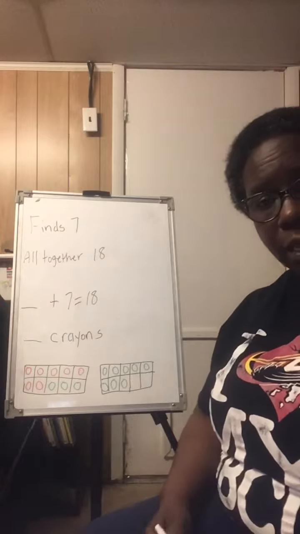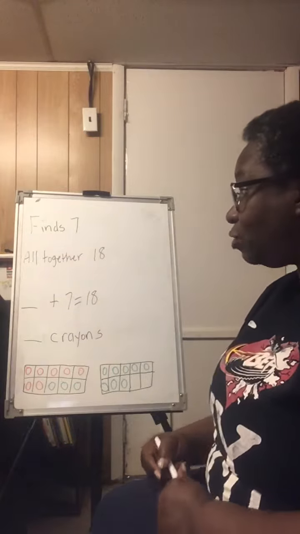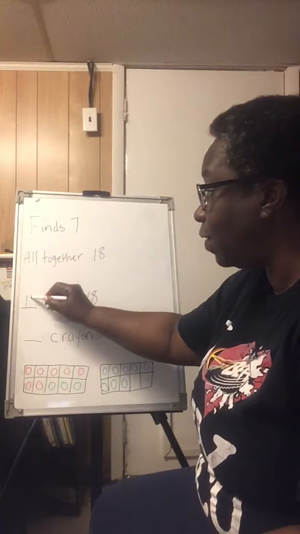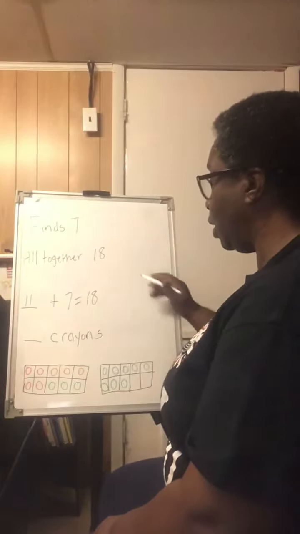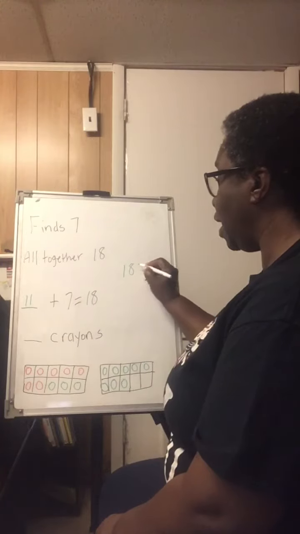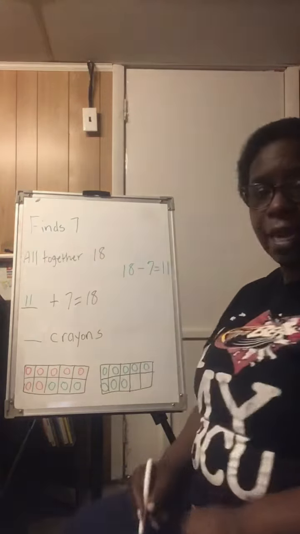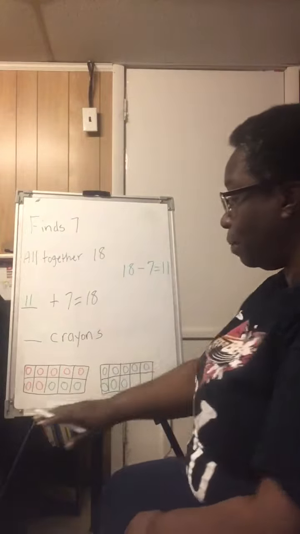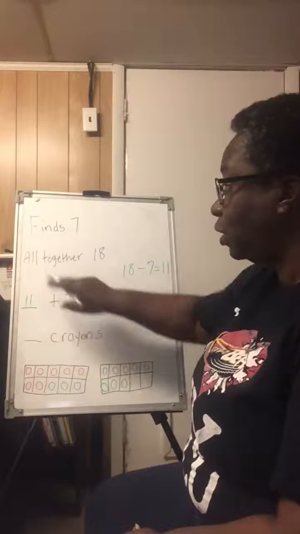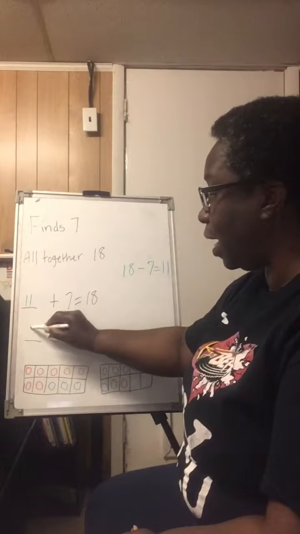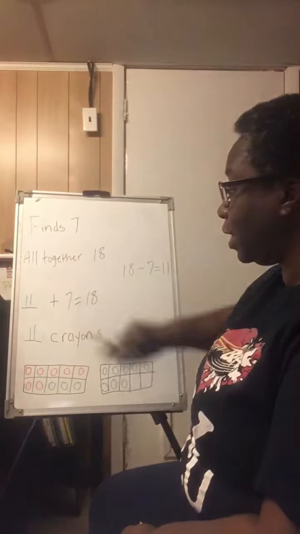So how many crayons did Amy have before she found the 7? That's right. She had 11. And let me show you something else you could do with this. You could say 18 minus 7 equals our 11. So we could have worked it that way, but we worked it this way. So how many crayons did Amy have before she found the 7? She had 11 crayons, because 11 plus 7 gives us 18.